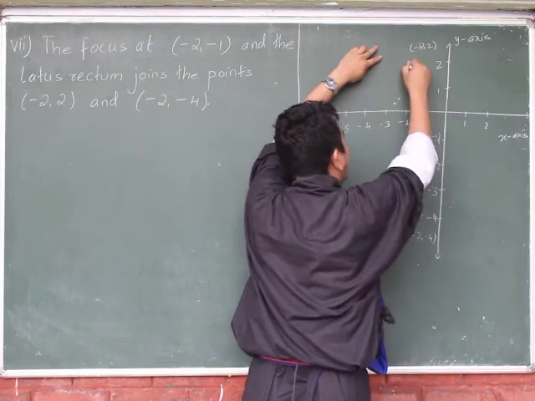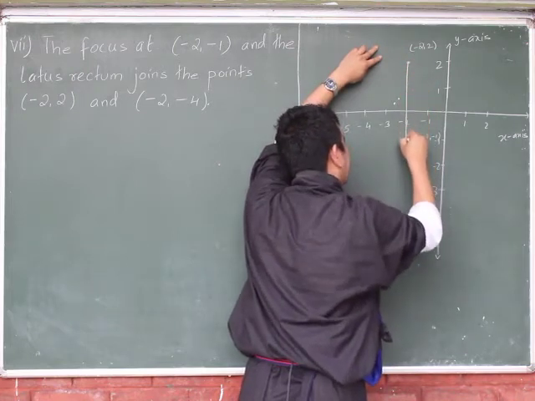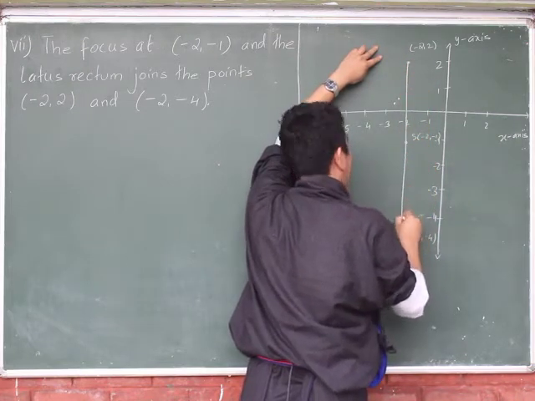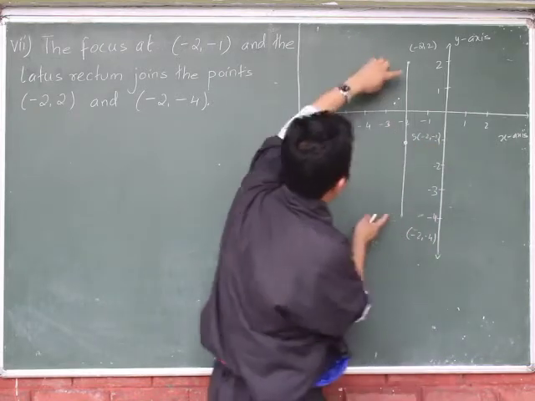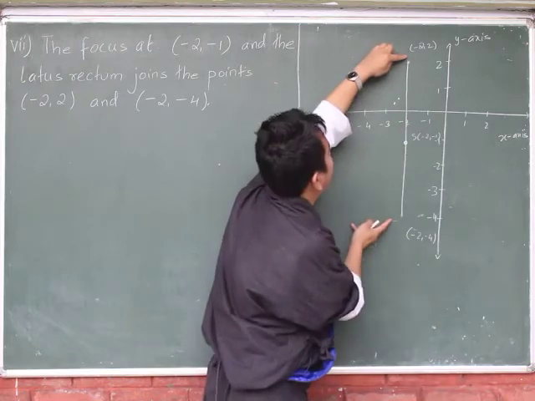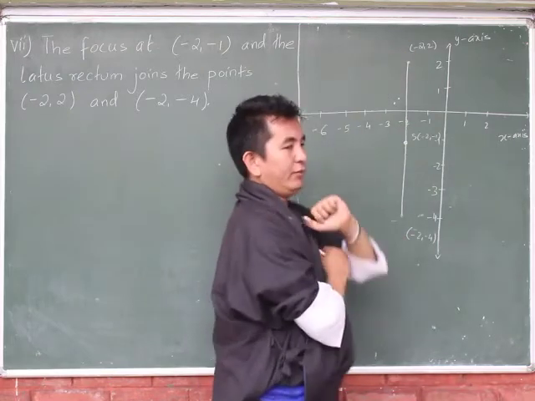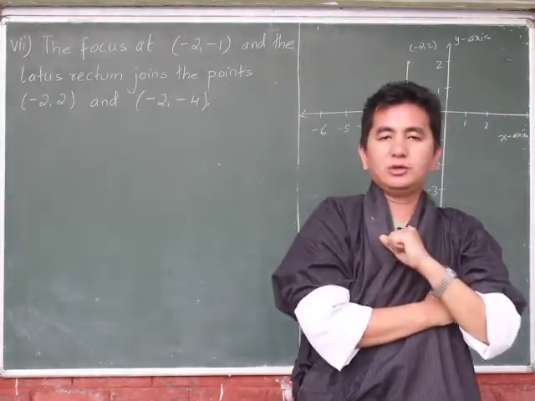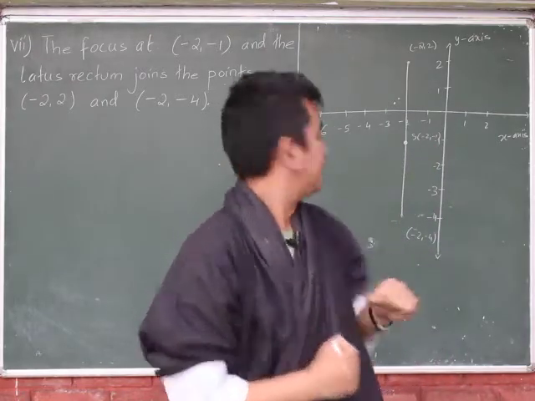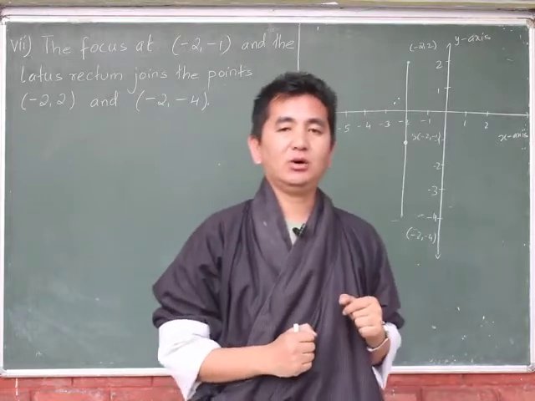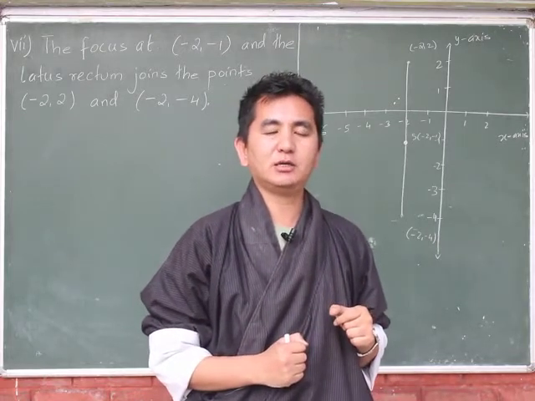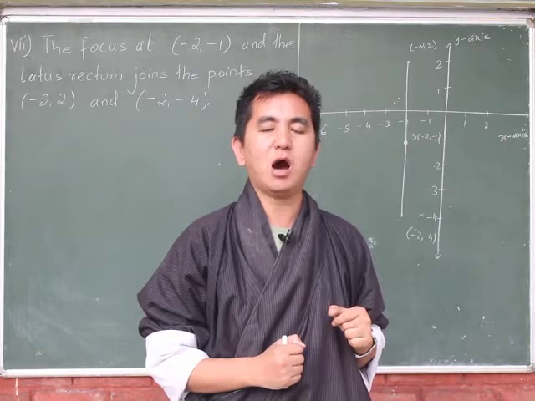Let me draw one latus rectum. This is a latus rectum. We have the focus, and this latus rectum is joining these 2 points, (-2, -2) and (-2, -4). So now, this is the latus rectum. Now tell me, what will be the parabola here? Concave right, left, up or down?